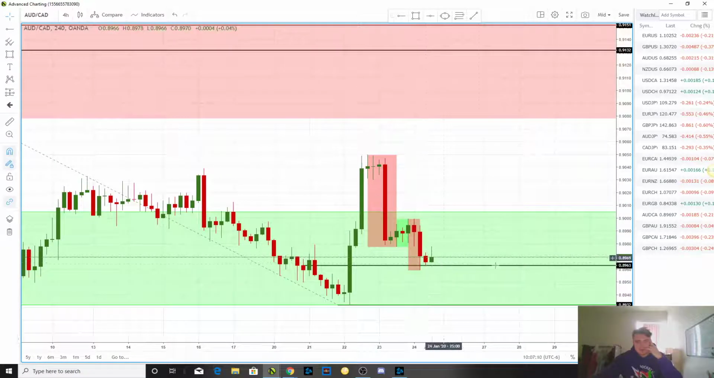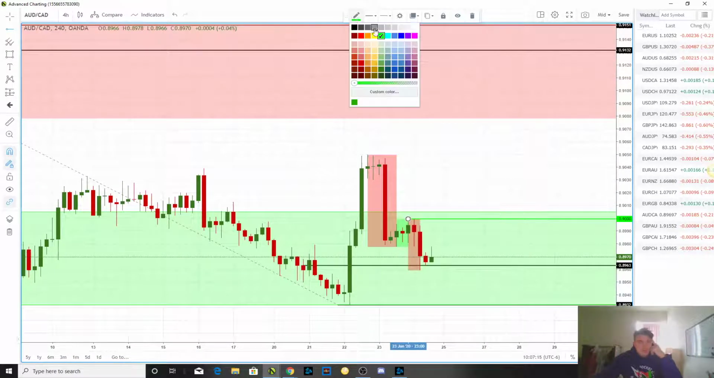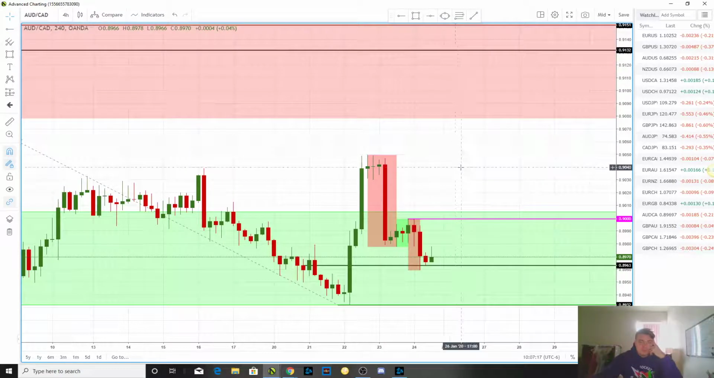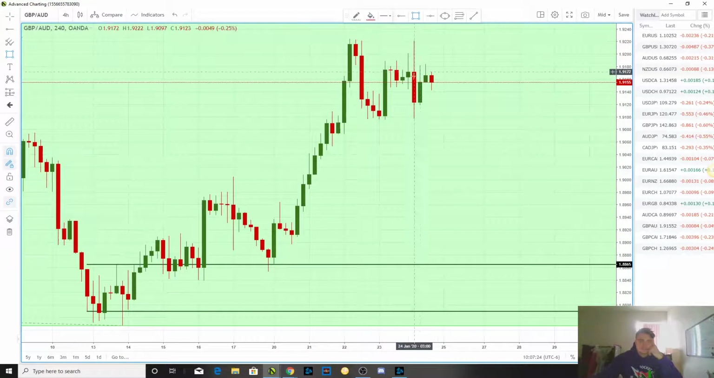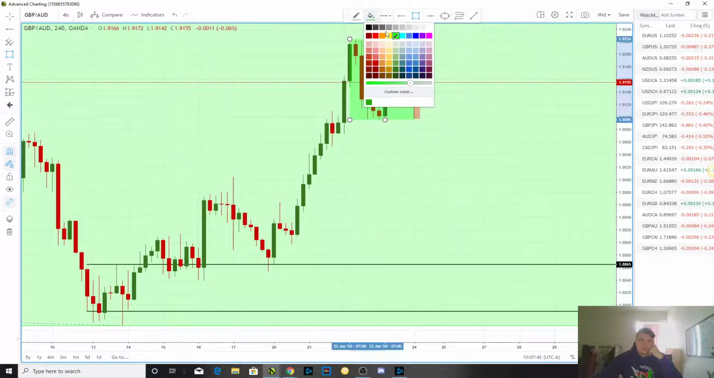AUDJPY, so it's a downtrend, but it is low on the curve, so we got to wait for this. As of now, that's just like move and control or swing high. It's got to break before we can take it. Just to make it look better, because it's only one of these. Red.